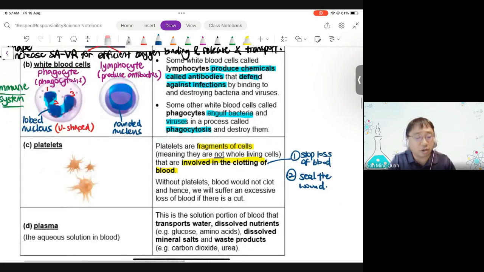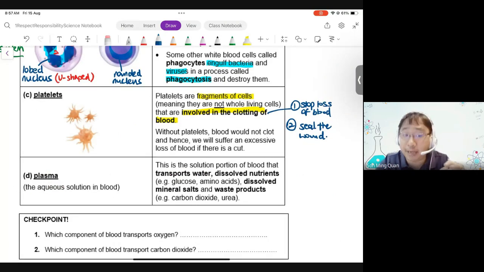And finally, let's not ignore the last part, which is called plasma. Now, plasma is not cells. Plasma is an aqueous solution. Aqueous means dissolved in water.